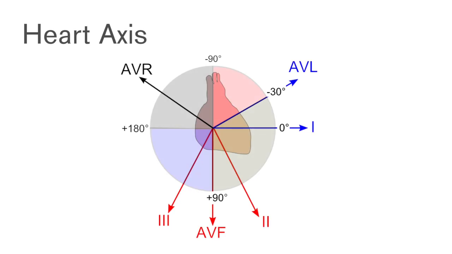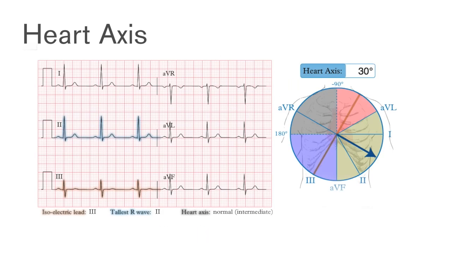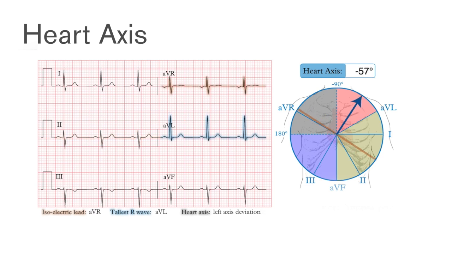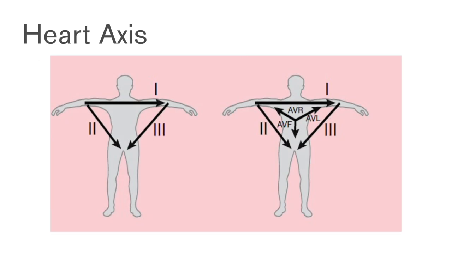The heart axis is the mean direction of the electrical depolarization of the ventricles, beginning in the right atrium, proceeding to the left and right ventricles. The normal heart axis is typically 30 to 60 degrees, but can be normal at negative 30 to 100 degrees. Determination of the heart axis is done through the extremity leads only. The electricity traveling toward a lead will give a positive deflection.